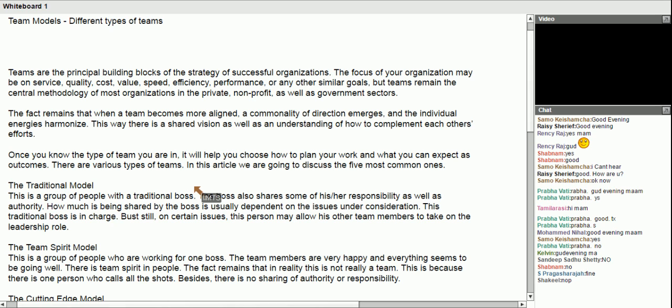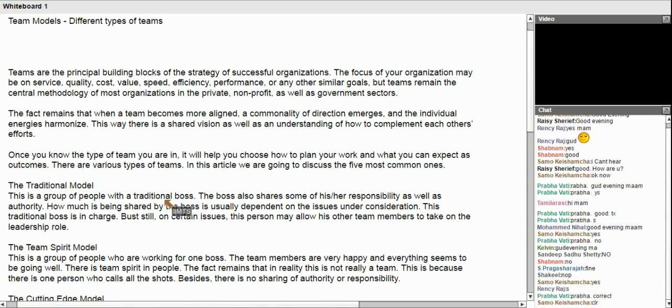Right? So for that, you should know what kind of team you are in, everyone. Is it clear, everyone? Shall we proceed ahead? Okay. So the traditional model.